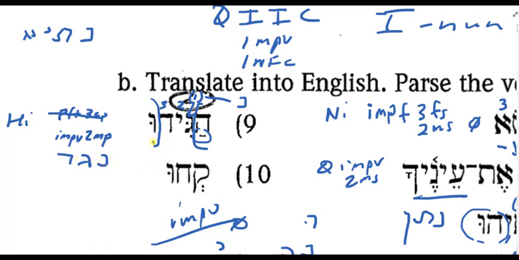Is nagad one of my new verbs? It is. What does it mean in the hifil? To tell. So how would I translate this? It's a command. Tell. Tell me the truth, guys. Tell. Hagidi, sorry. All right, last one is kahu.